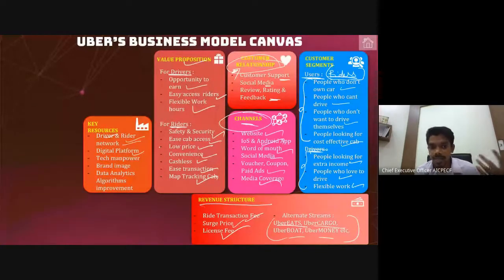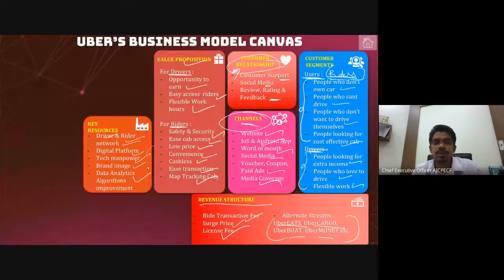Payment API gateways are necessary. For developing that APIs, technological manpower is necessary. He needs to create a brand image. Uber-க்குன்னு ஒரு brand image create பண்ணணும். Data analytics is much necessary, right? Who are all my loyal customers? அவங்களுக்கு என்ன மாதிரி ஆஃபர் கொடுக்கணும்? I need that data analytics.